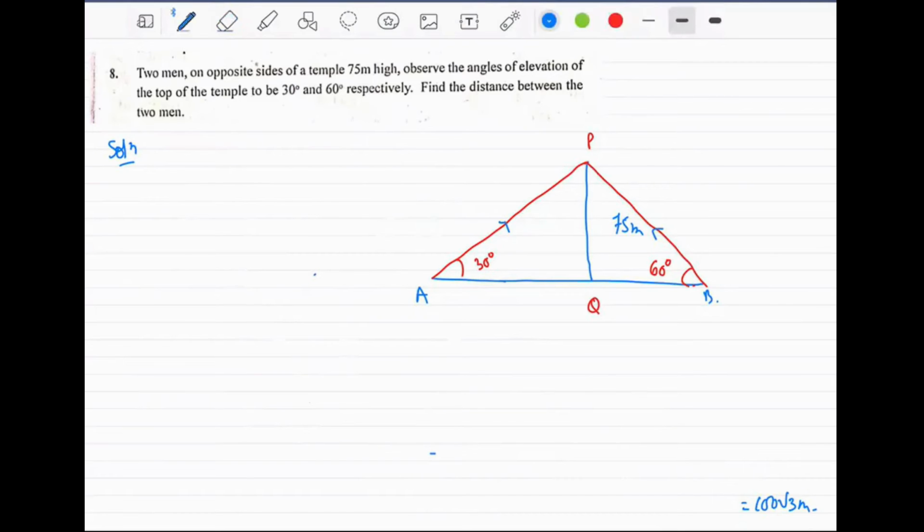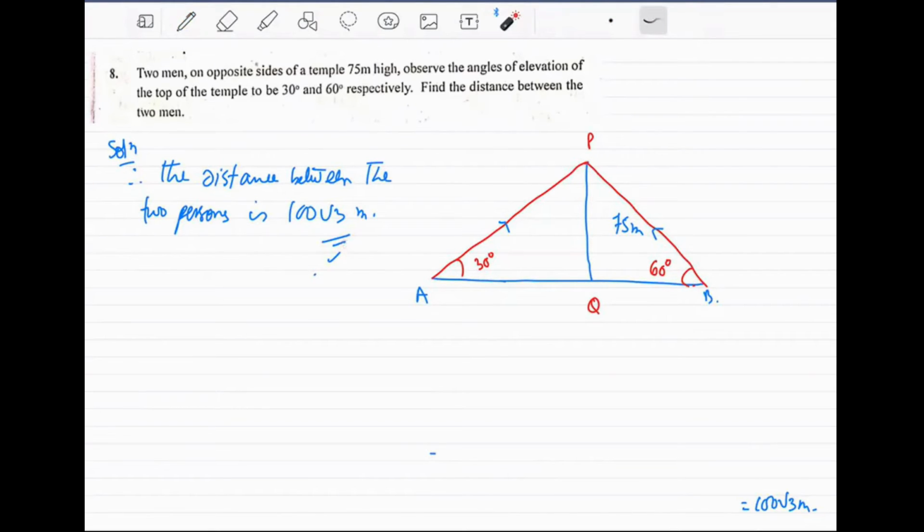You just put down a simple sentence right here. You just say, therefore, the distance between the two persons is 100 root 3 meter. You can write this down also as the question asks. So to put this down by yourself, I don't think you need to copy this anymore. Just when I'm moving on to the next question, you just write this down.